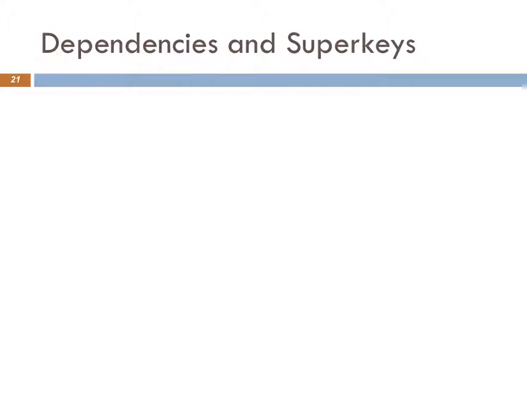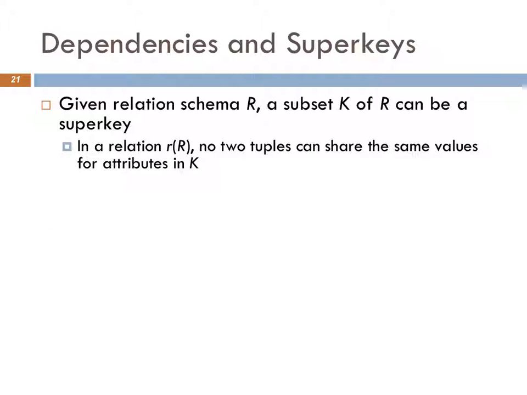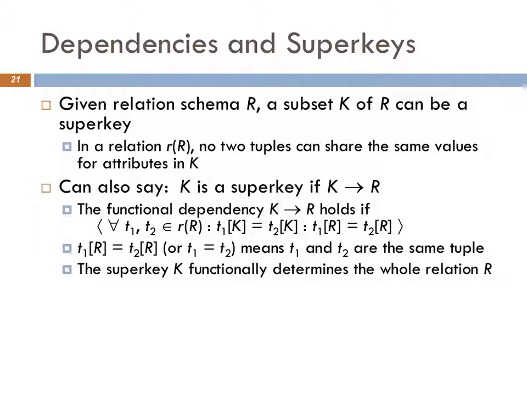Okay, so easy enough. Now, if we have a super key, remember a super key is any set of attributes that uniquely identifies tuples. It does not need to be minimal. A candidate key is a minimal super key. So if we have this kind of situation where we have a super key, capital K, we can say that capital K functionally determines the entire relation schema. So K functionally determines R.